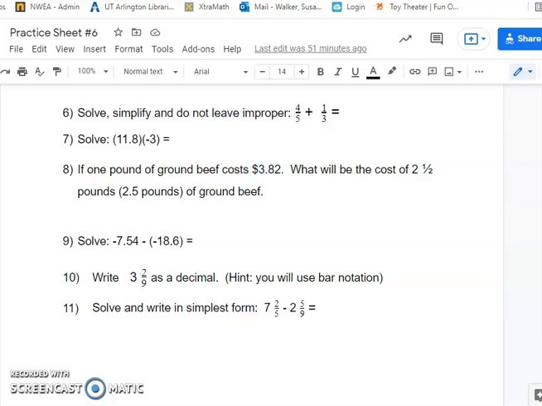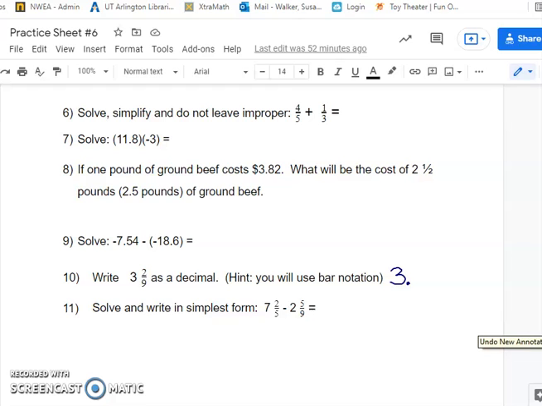Number 9 is an arrow problem. So on the back, number 10, it says write as a decimal. 3 2/9. So remember, let's go on and put 3 decimals. 2/9. Please don't put 0.29. That is wrong. Don't do that.